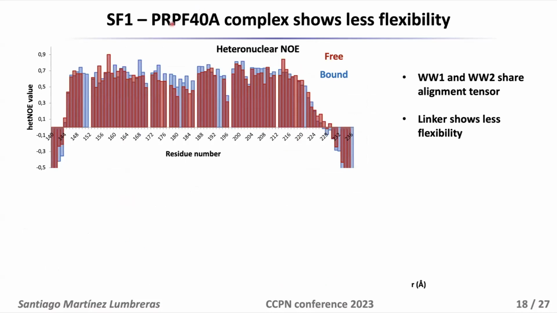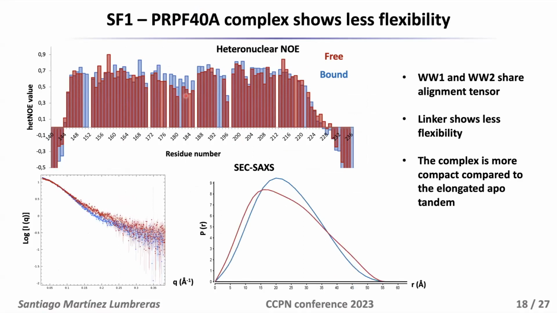We also analyzed the heteronuclear data, and we saw that the linker region now gets more rigid, with higher values of heteronuclear NOE. And we also acquired SAXS data, and now the complex, in blue, looks more compact and has less contribution of this bimodal distribution. So we have a complex that is quite stable, the affinity is high, and it seems quite rigid.